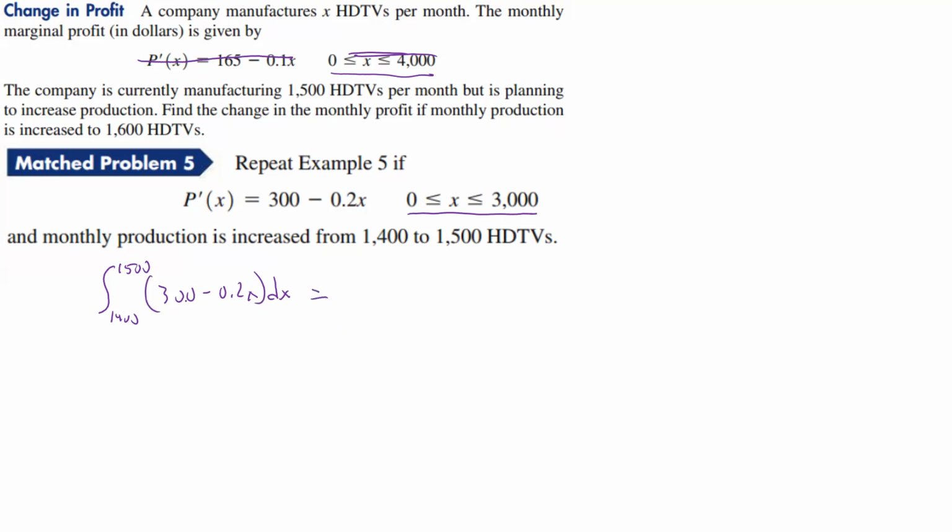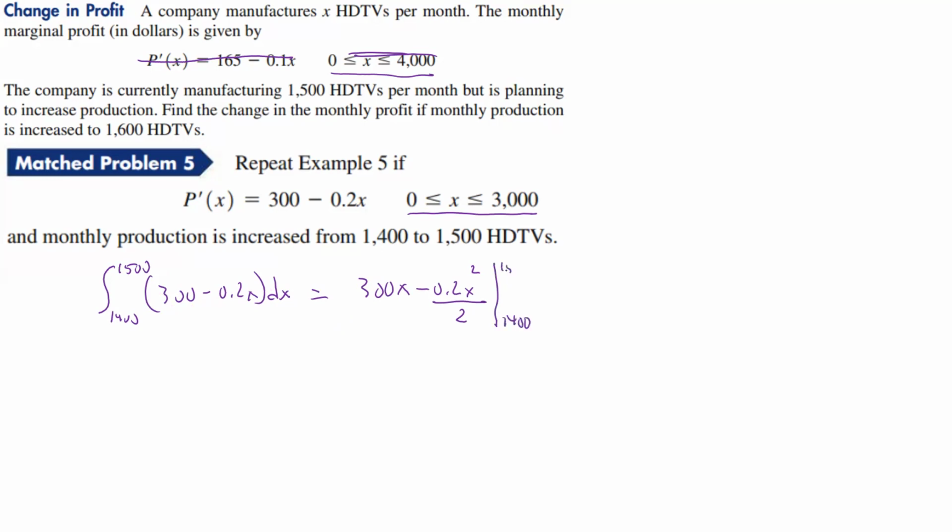Again, I'm not going to break this apart and keep separating it. I'm just going to say, okay, let's take the integral of this part. So that's going to be what? Well, that's going to be 300x. Now, this one is going to be minus 0.2x squared over 2, okay? And then that's going to be evaluated from what?